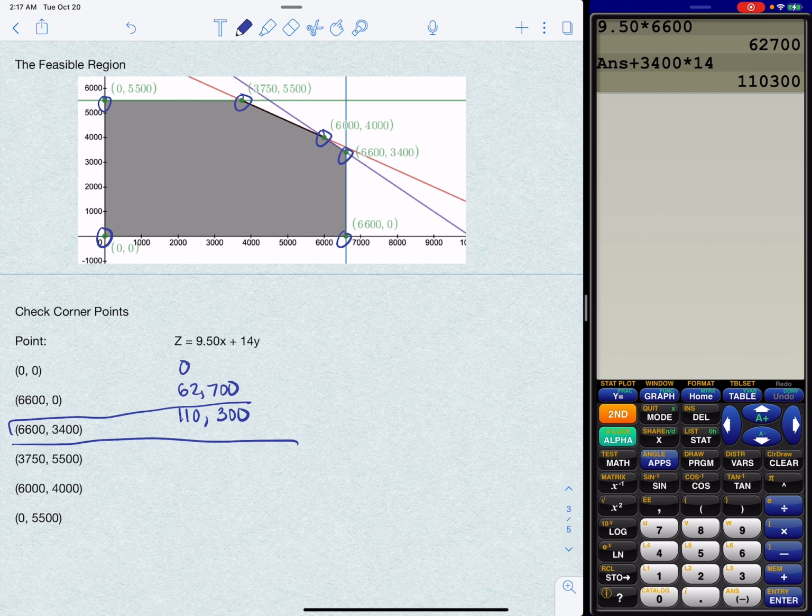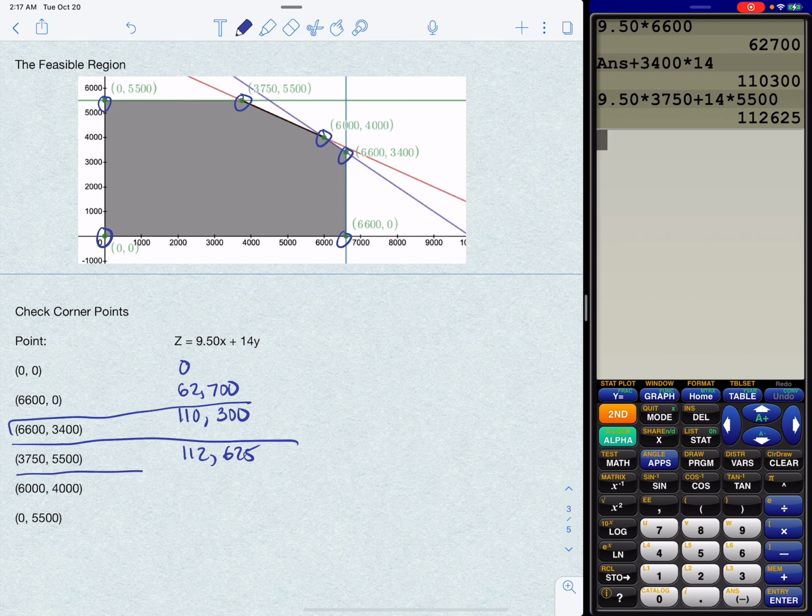So now let's check 3,750, 5,500. 9.50 times 3,750 plus 14 times 5,500. We have a new front runner, 112,625. And 6,000, 4,000. 113,000.